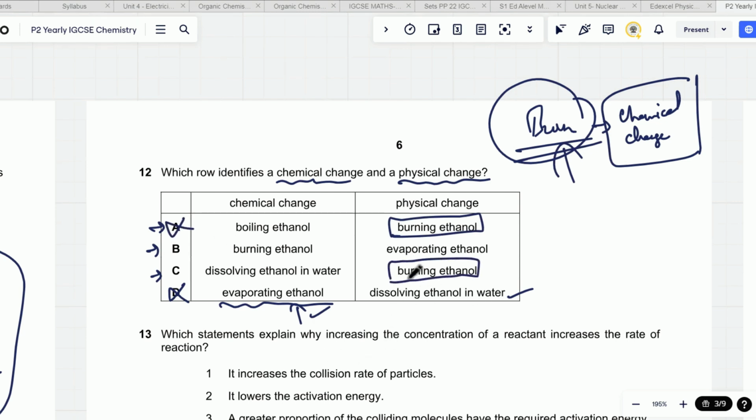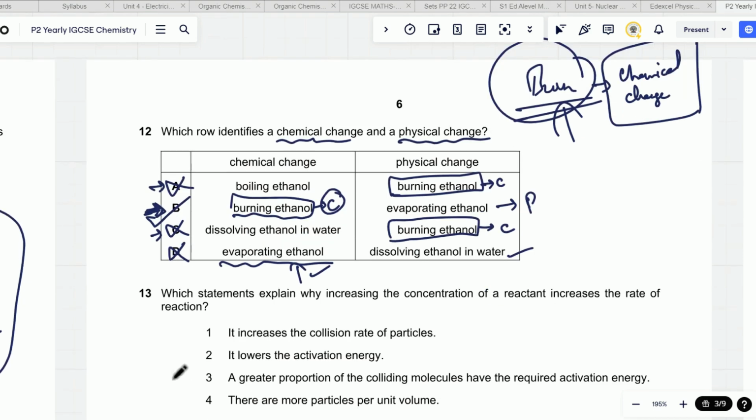Where else do I see burning written? Over here. Again, I just told you it's a chemical change. So I cancel out this as well. What am I left with? See what they are saying. Burning ethanol? Yes, it's in the right column. It's a chemical change, and evaporation is obviously a physical change. So what's going to be my answer? D. Oh, sorry, B. 12B. All right, you got this wrong? It's fine. Do you get the concept now? Whenever there is evaporation or boiling or melting, those are all physical changes.